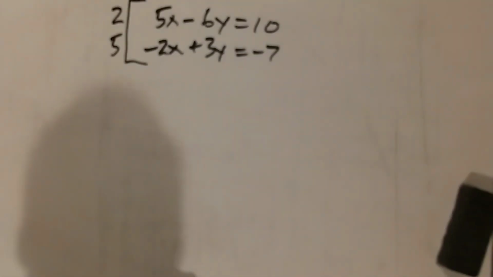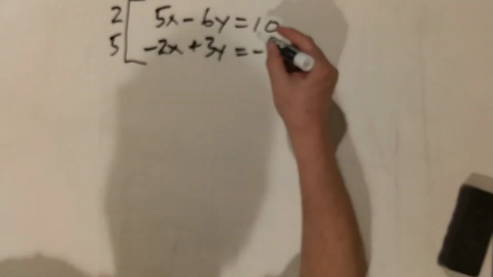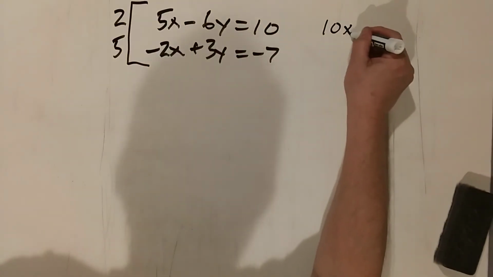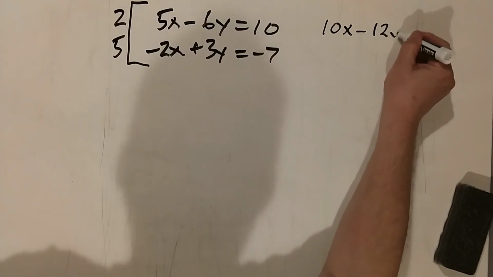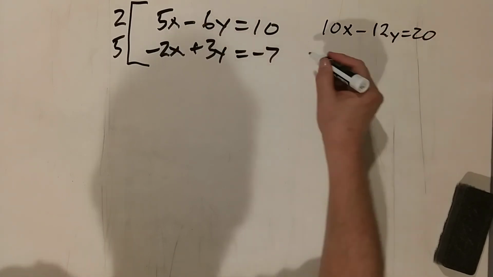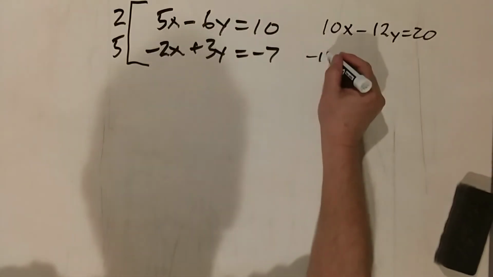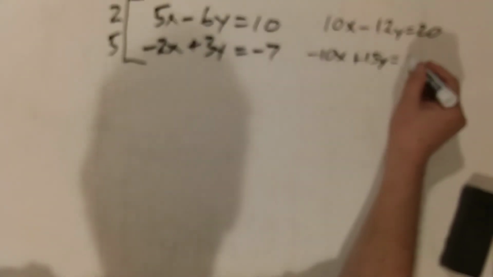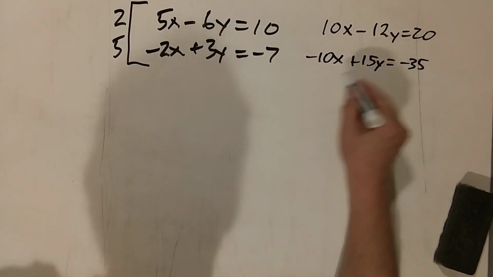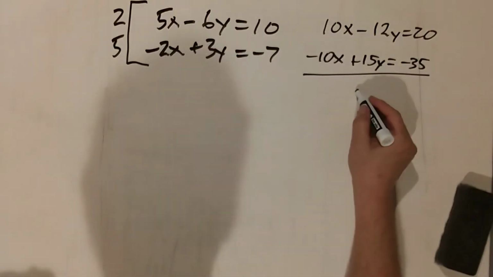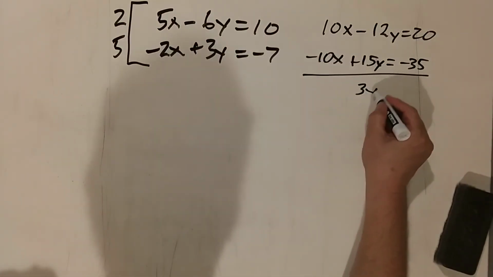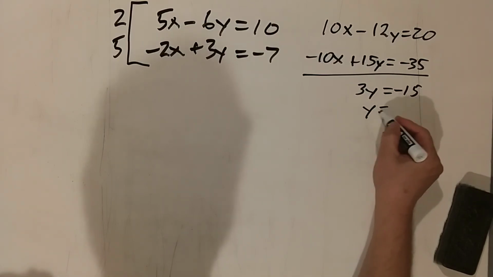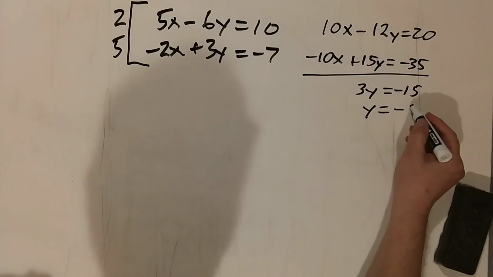Okay, I would multiply by 2 and 5. That gives me 10x minus 12y equals 20. It gives me negative 10x plus 15y equals negative 35. When I add those together, I get 3y equals negative 15, y equals negative 5.